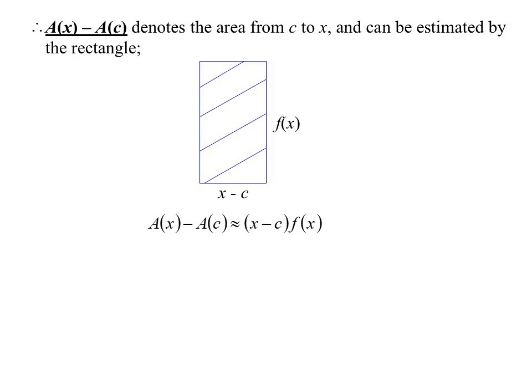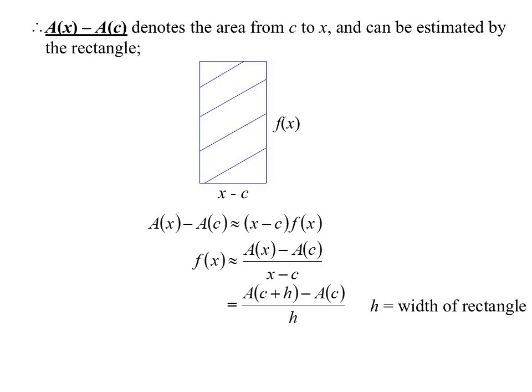Remember this area function. It'd be great if I had a formula for the area function. If I rearrange that and make f(x), because that's the thing I know the equation of the curve, I know what f(x) is, it would be approximately equal to this area function when I substitute x in, minus when I substitute c in, over x minus c, the width of that rectangle. Well, rather than writing the width of the rectangle as x minus c, let's just call it h. You might be thinking, why didn't you call it w? Well, there's a good reason why I didn't.